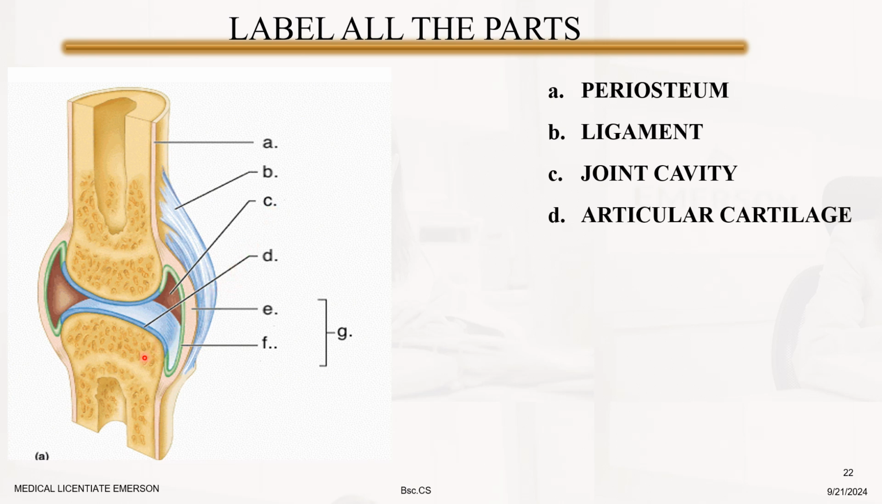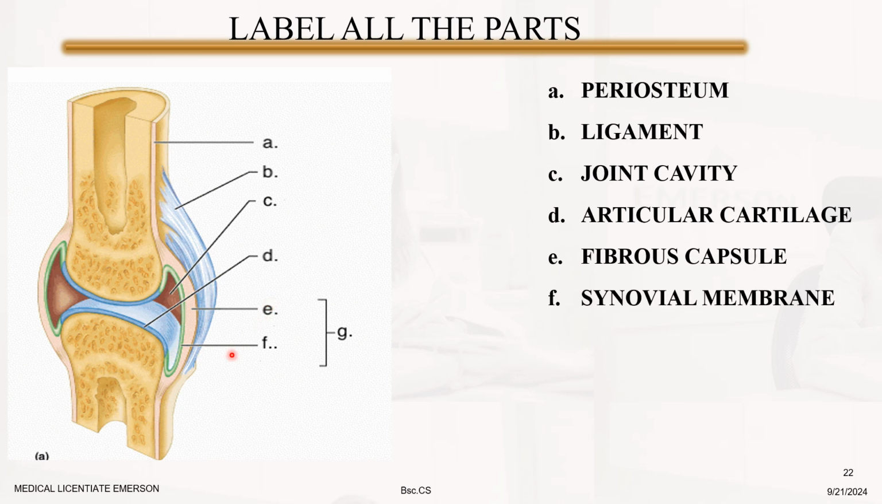Then D is the articular cartilage or the articulating cartilage, it's okay. Then E is the fibrous capsule. Then F is the synovial membrane. Then G is the articular capsule, meaning the synovial membrane and the fibrous capsule together make up the articular capsule. If you combine the area between these two, that's the articular capsule. Then D is the articular cartilage. Hope you have made sense out of this.